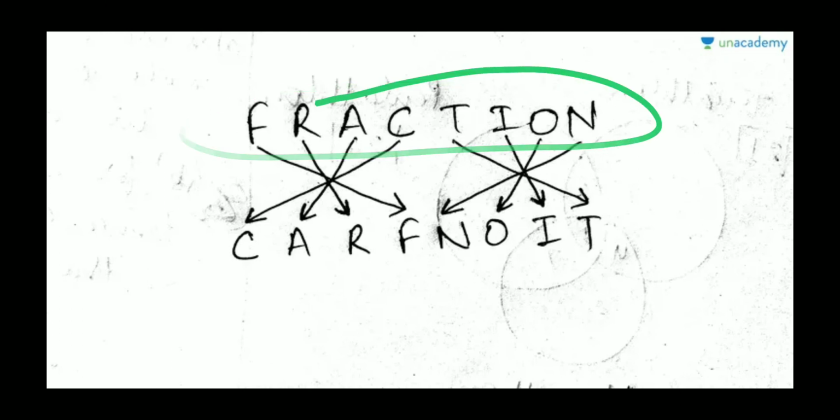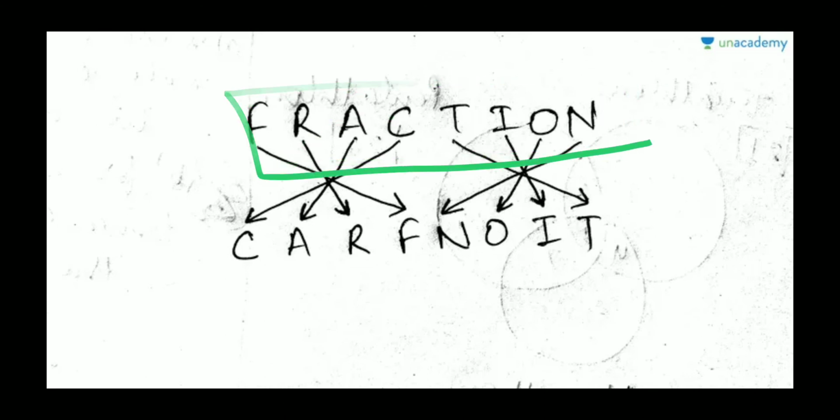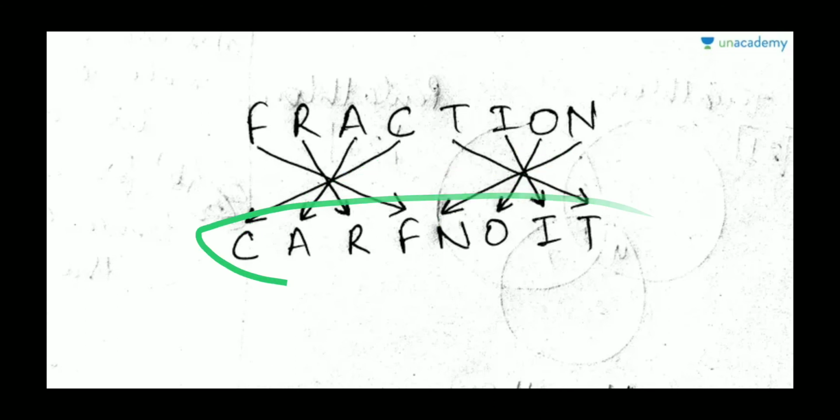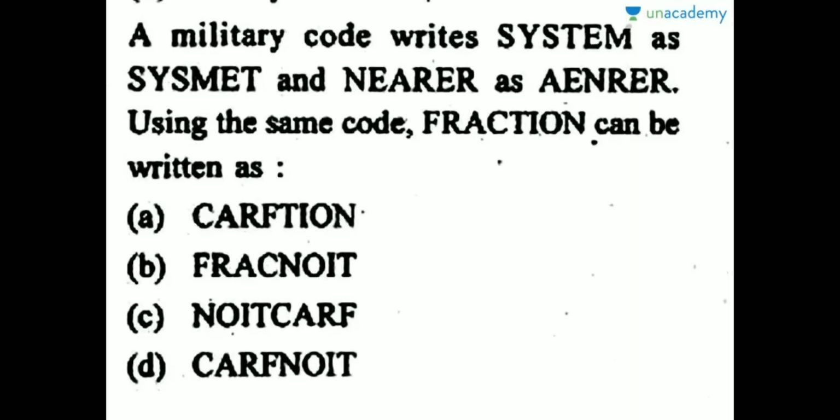Okay, now see here, there are a total of 8 letters in fraction. We will divide it from the mid. Here 4 letters will be on this side and 4 letters on this side. We will apply the same crisscross method. First became fourth, second became third, third became second, and fourth became first, and similarly over here. Okay, now our answer is calf knot. Calf knot here. Option D is our answer.